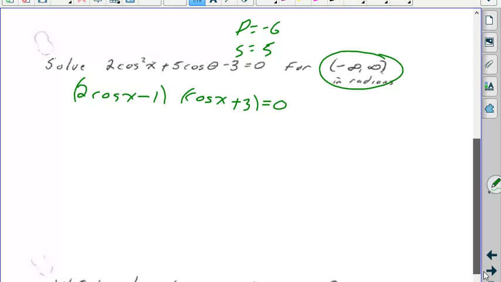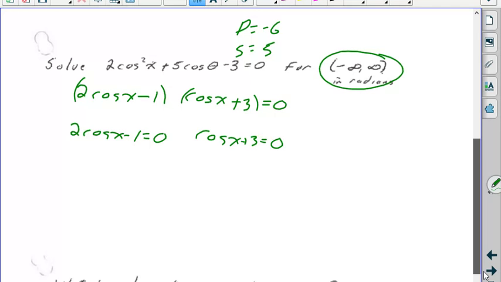So all I'm doing when I'm doing my shortcut is I know my factors of 2 are 2 and 1, and my factors of 3 are 3 and 1. I could have put my 3 here, and I would have done my multiplication and found, no, that doesn't get me to -5, or +5, I should say. Our solutions: 2 cos x minus 1 is equal to 0, cos x plus 3 is equal to 0.